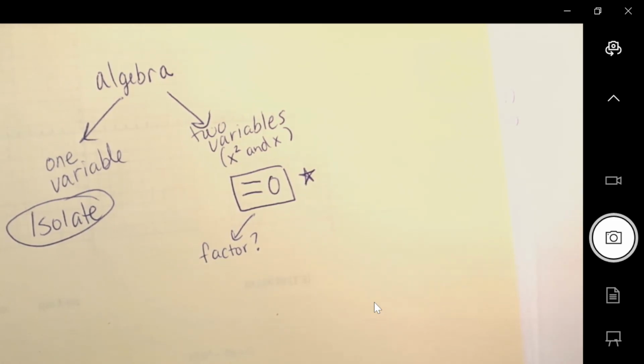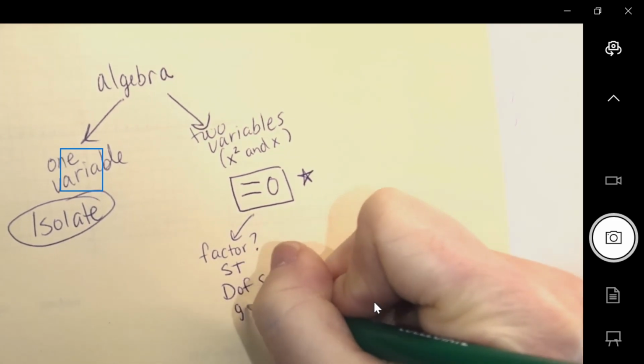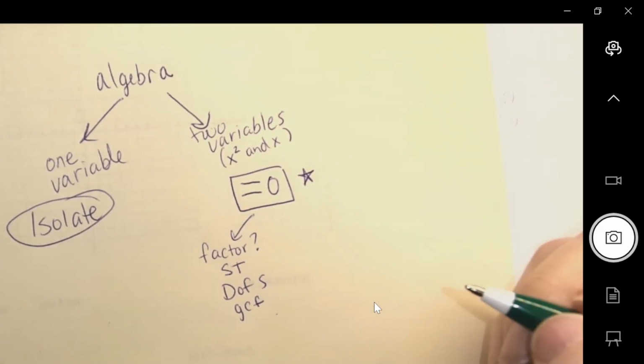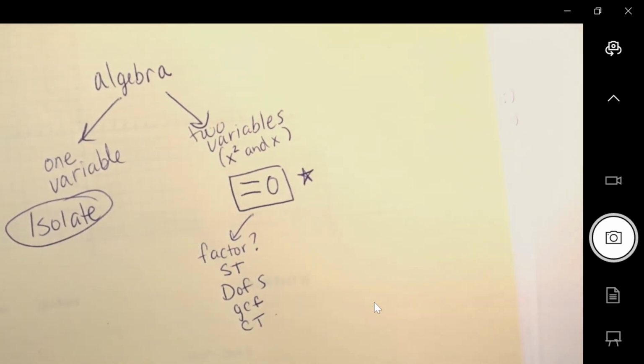So you have 4 types that you look for. What are they? Your 4 are simple trinomials, your difference of squares, your GCF, and your complex trinomials.